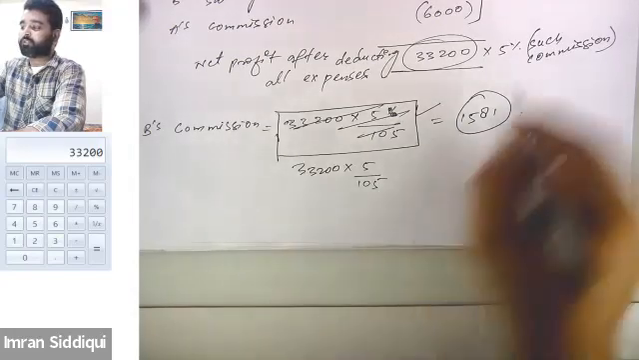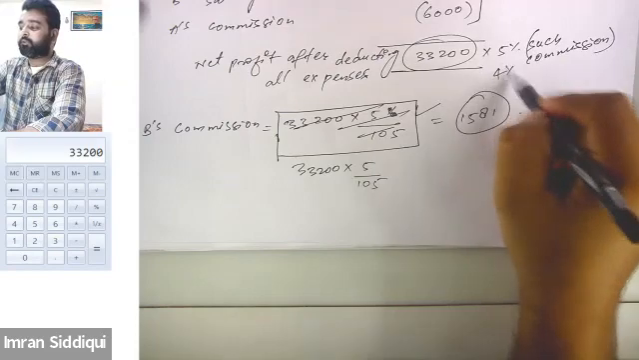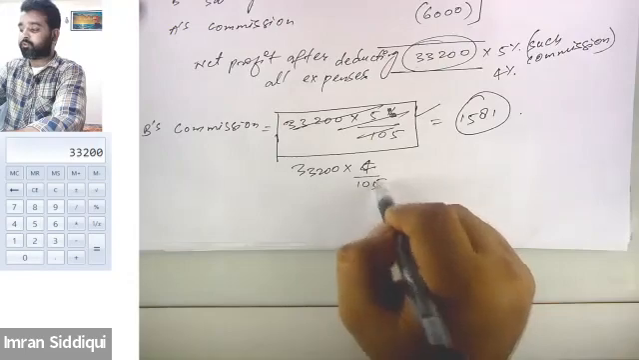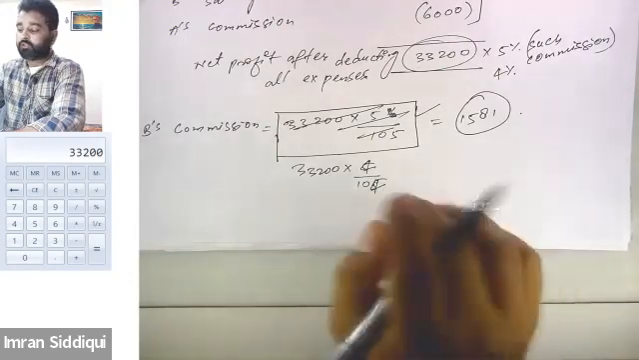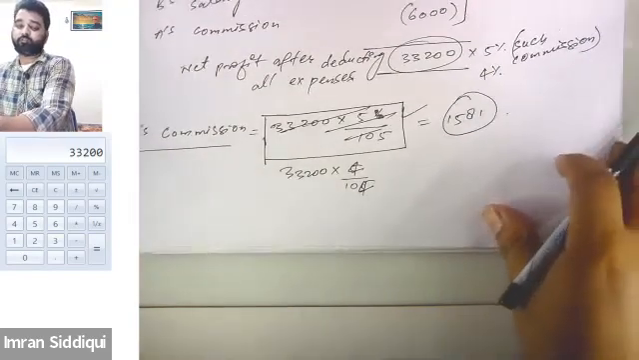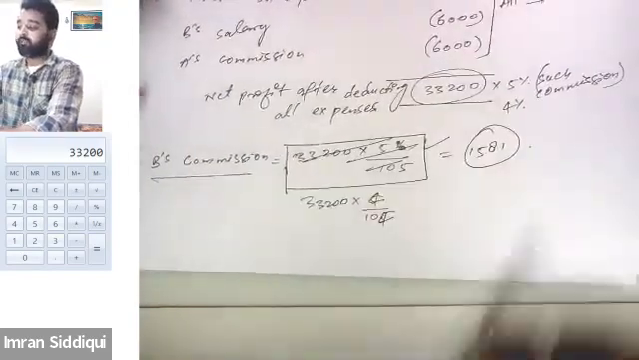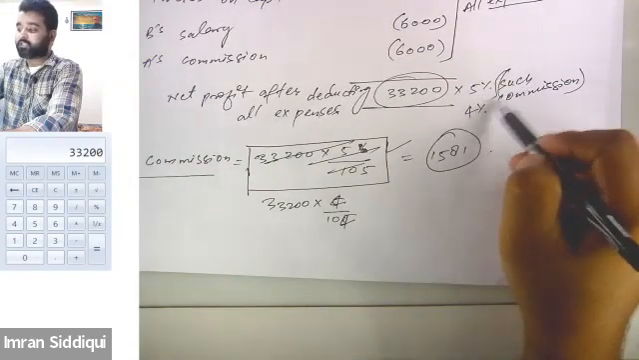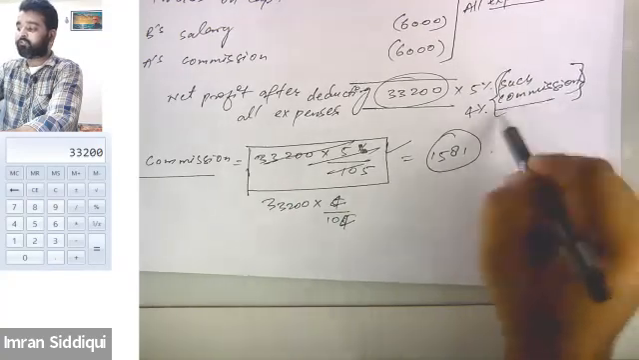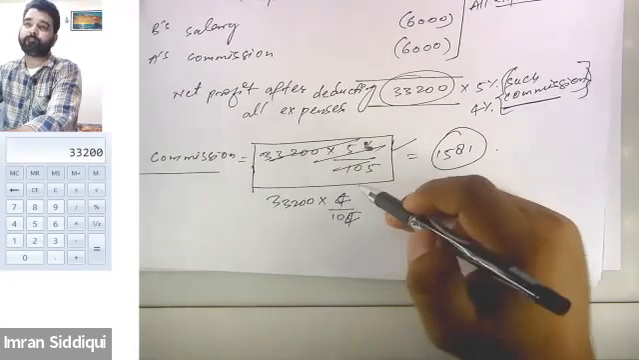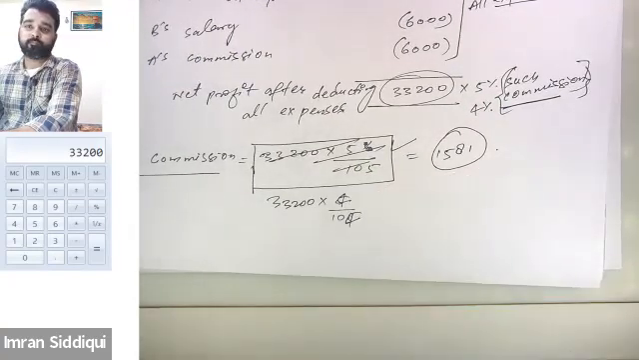And by chance, if the question says that we need to give a commission of 4%, then in such a situation, we will multiply it by 4 and divide it by 104. Okay, sir, in what situation do we need to follow this formula? Whenever the question says that commission needs to be paid after deducting such commission, whenever you find this statement in the question, you will always calculate commission like this. I hope it is clear to all of you. Is that clear now?